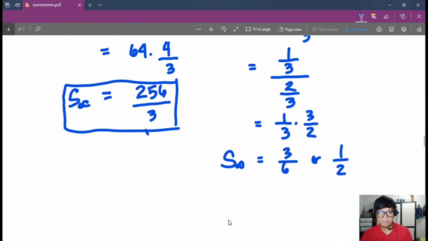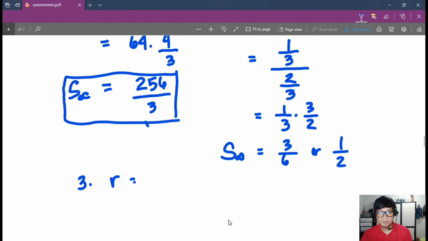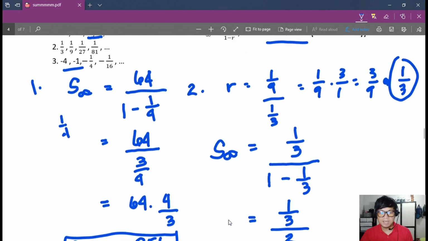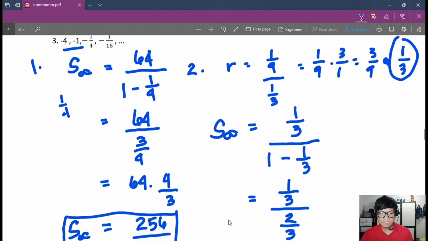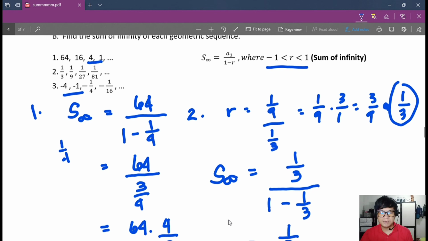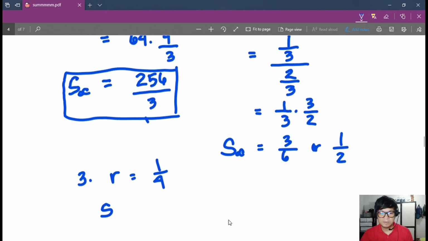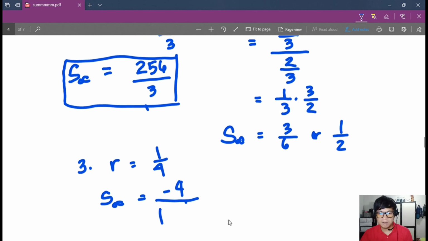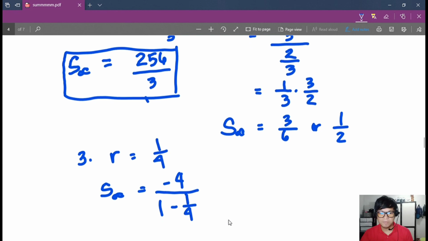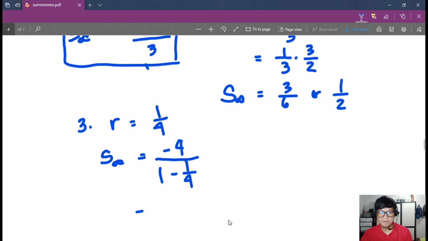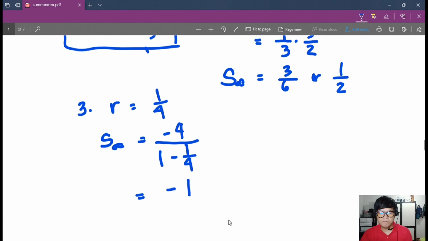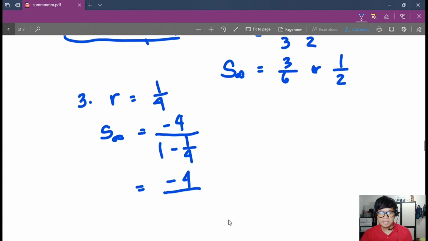For number 3, we have the common ratio is 1/4. So, we will use the formula. So, S sub infinity is equal to A sub 1. Ano bang A sub 1 natin? Negative 4. Negative 4 over 1 minus the common ratio, which is 1/4. So we have negative 4 over 1 minus 1/4 is 3/4.